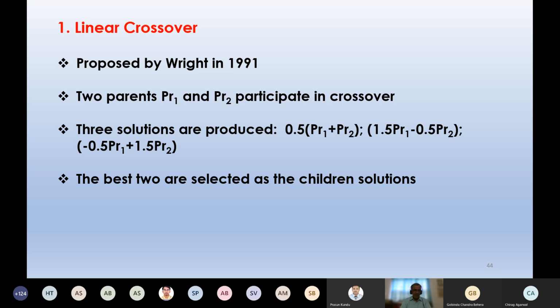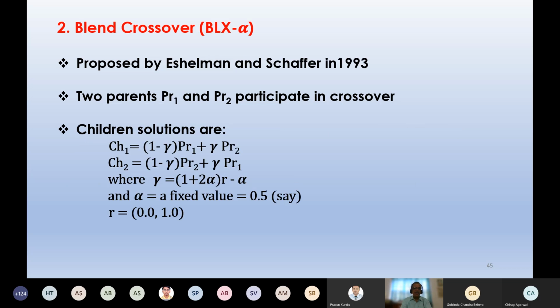Many people used it and got very interesting results using the linear crossover operator, but there is no end of improvement, and this particular linear crossover had a few demerits. Now to overcome that, in the year 1993, another crossover operator called the blend crossover, in short known as BLX alpha, was proposed by Eshelman and Schaffer.